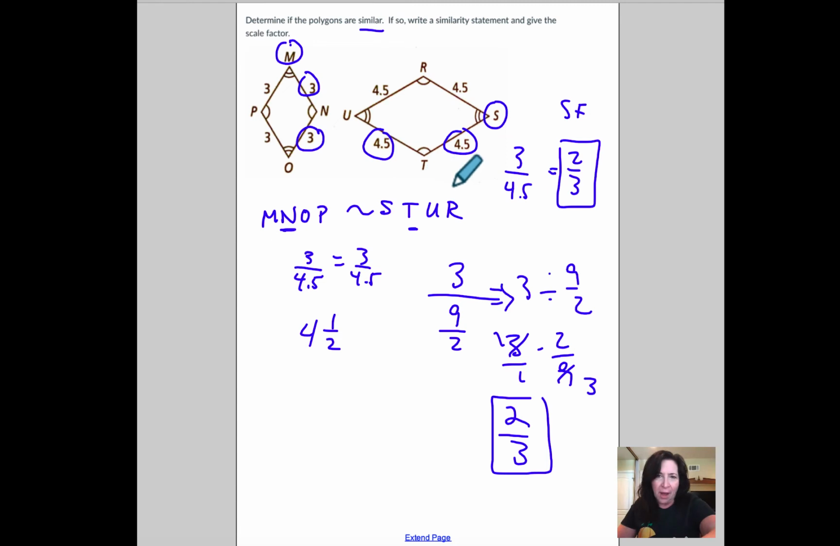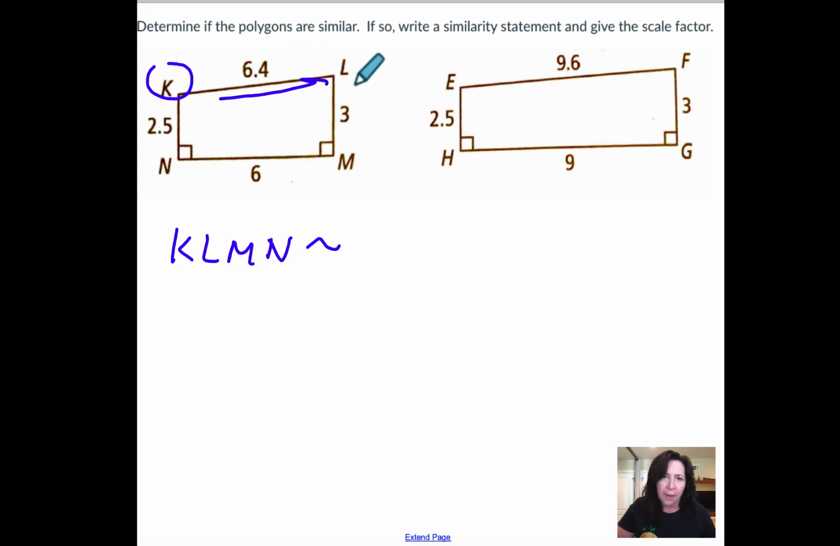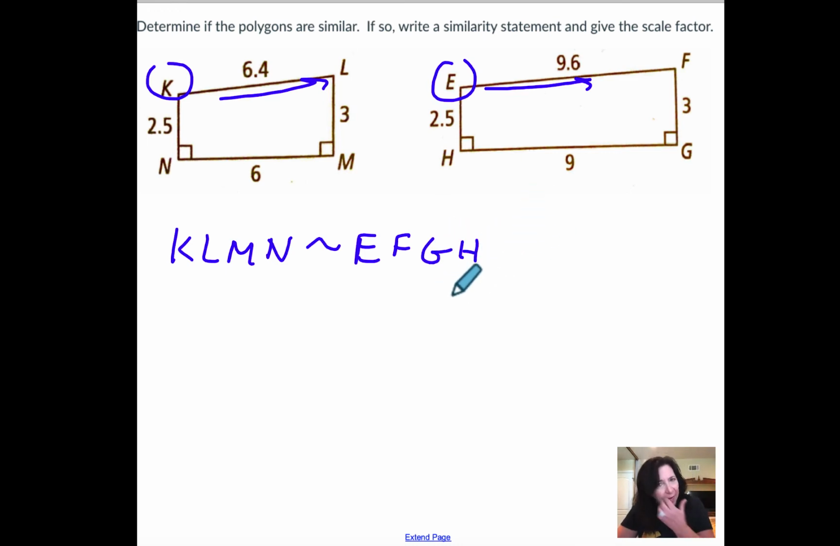Okay, so this similarity statement worked, and the scale factor was 2/3. For this problem here, if these are similar, it does look like these are 2 right angles here and here. If they are similar, I would say KLMN is similar to, starting K going up L, starting E going up F, E, F, G, and then H. But the only way to find out if these are similar is if they have a scale factor that matches all the way around. It has to match every side. It has to be proportional.